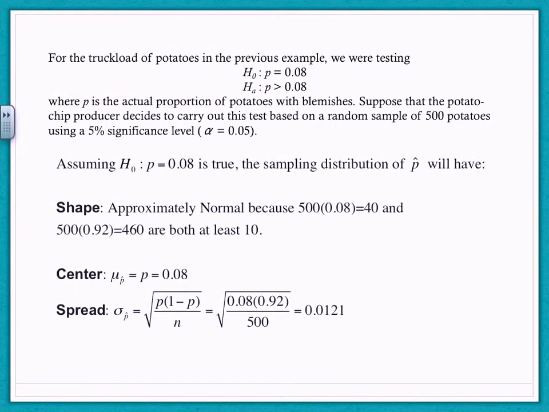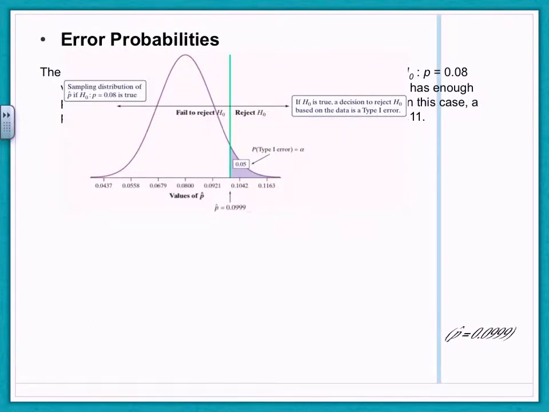So I did just want to go back to this potato problem to help us realize where a probability of a type 2 error would come from. So here's that potato problem. Here's that same distribution that we looked at before to understand what our type 1 error would be in this situation. So anything to the right of 0.0999, which was where we were at in our 5% significance level.